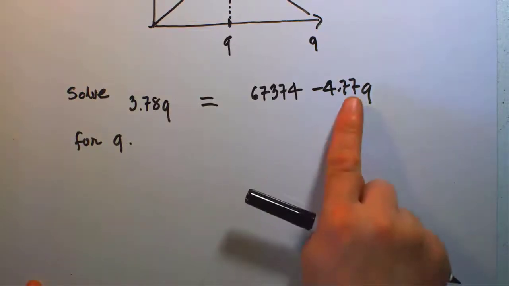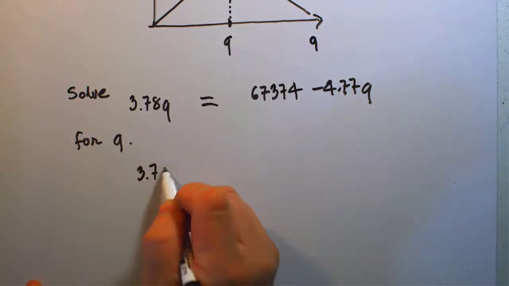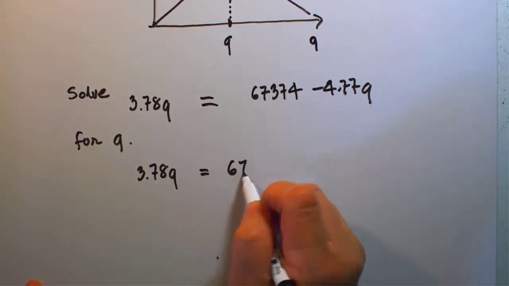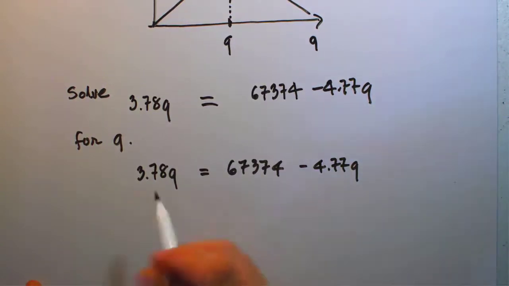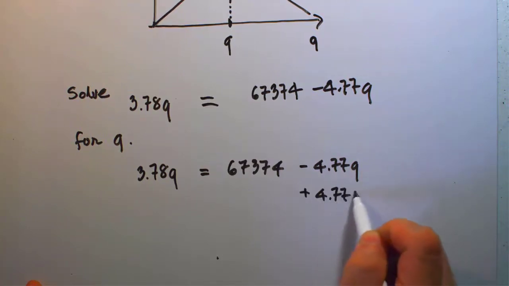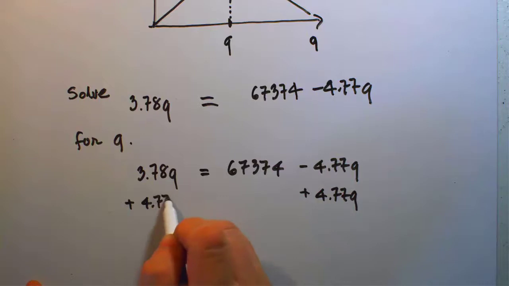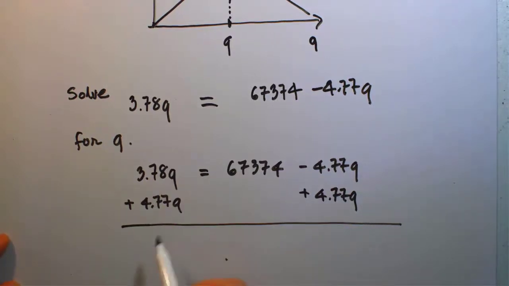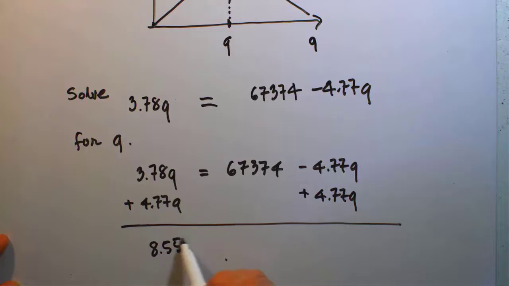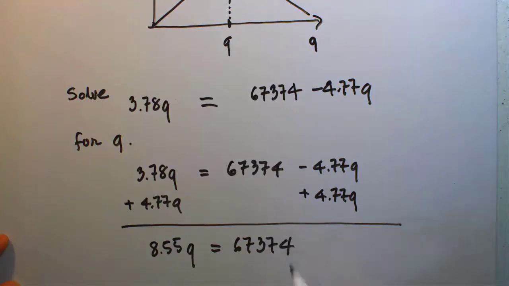I'm going to add. So 3.78 Q equals 67,374 minus 4.77 Q. I'm going to add this term to the other side. And so adding 4.77 Q to both sides produces the next equation: 8.55 Q on the left-hand side equals 67,374. The next step is simply to divide both sides of this equation by positive 8.55.